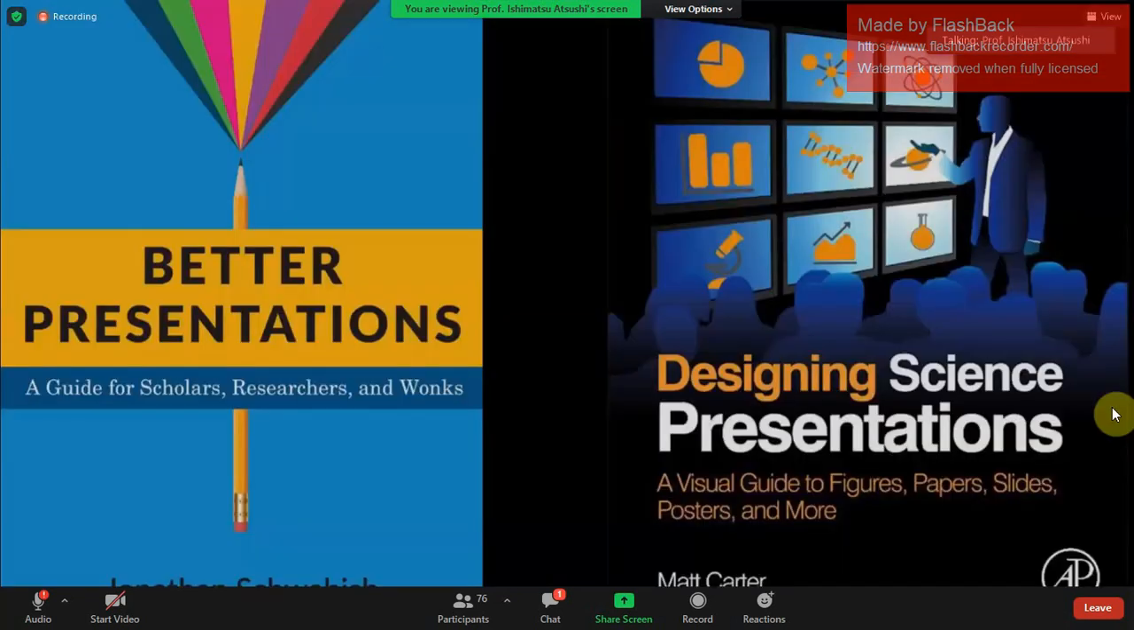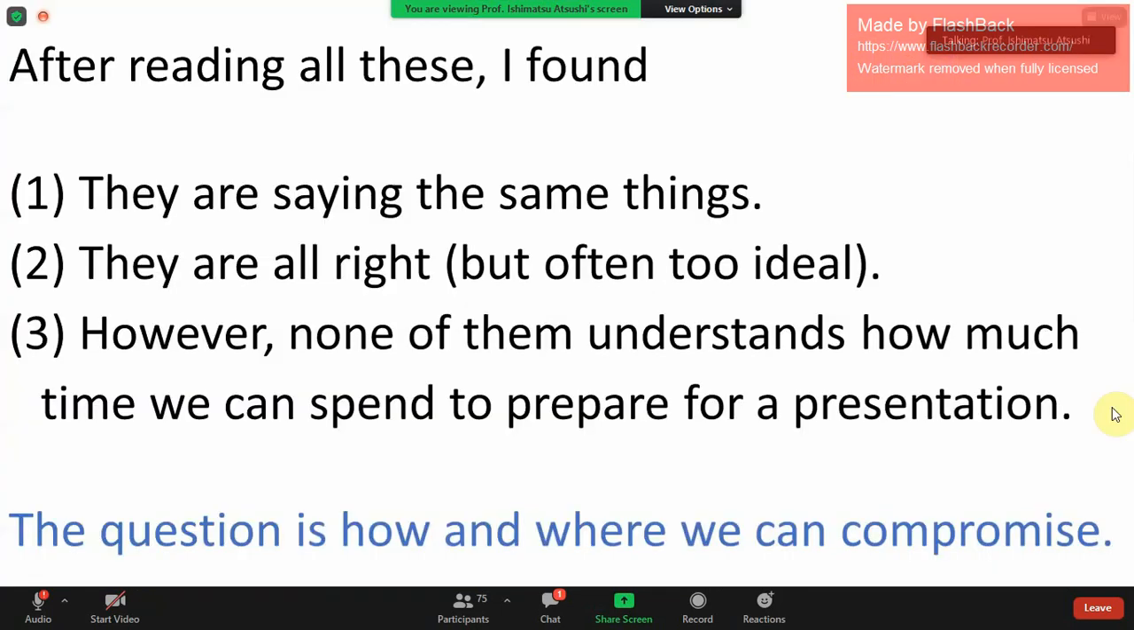I also read the books. I read two books, these two books. But after reading all these papers and books, which took me a few weeks, I found these. One, those papers and books, they are saying the same thing. And also, I found they are all right.